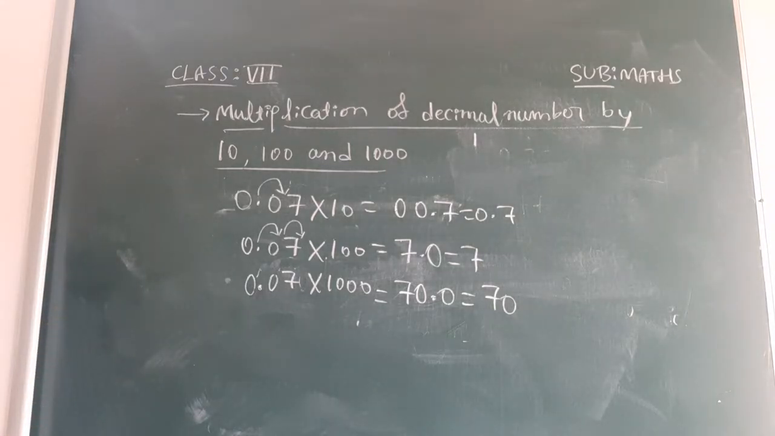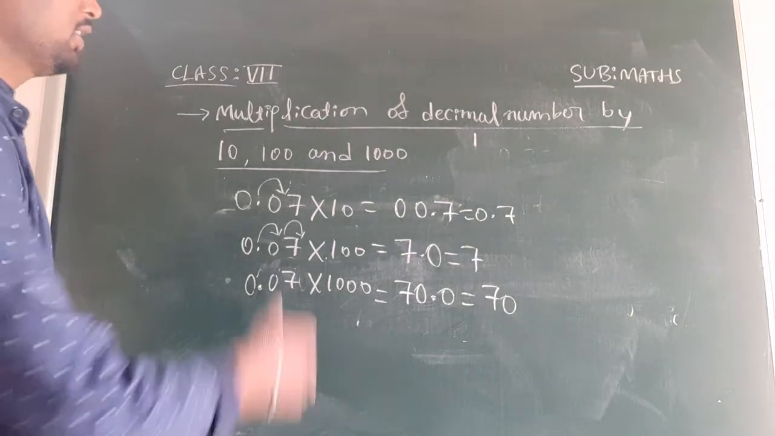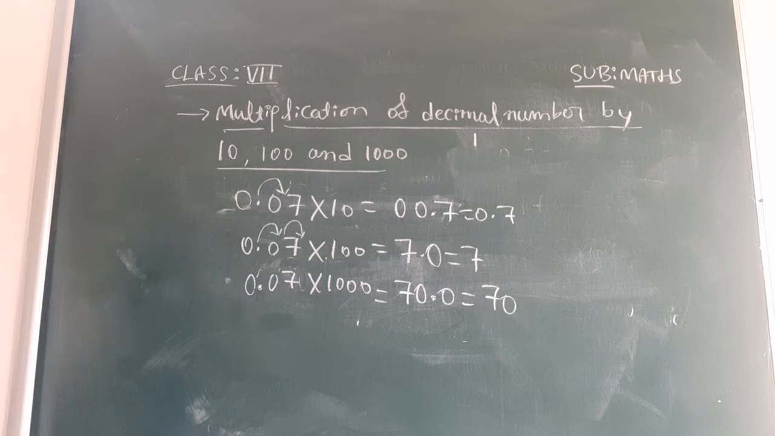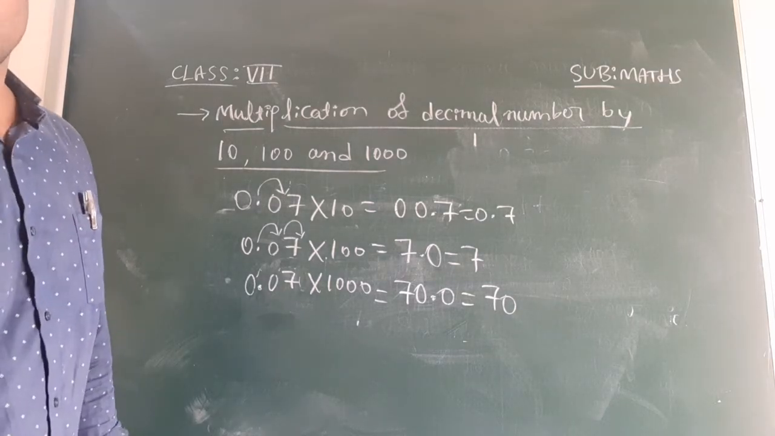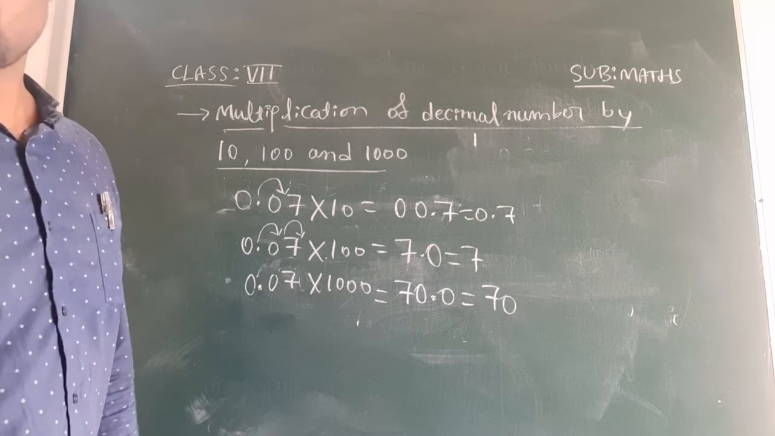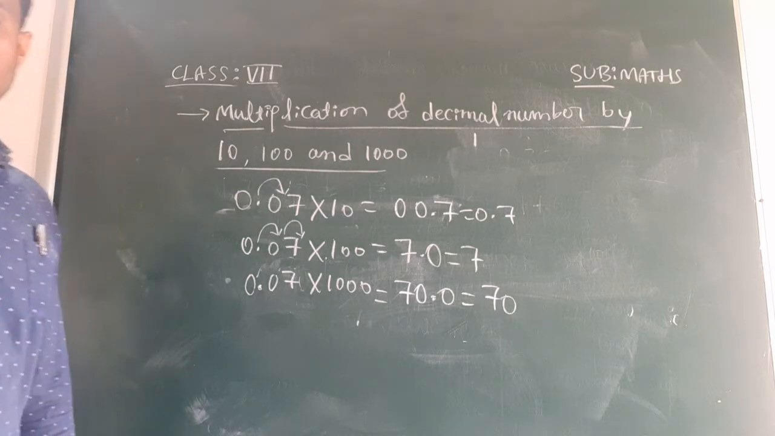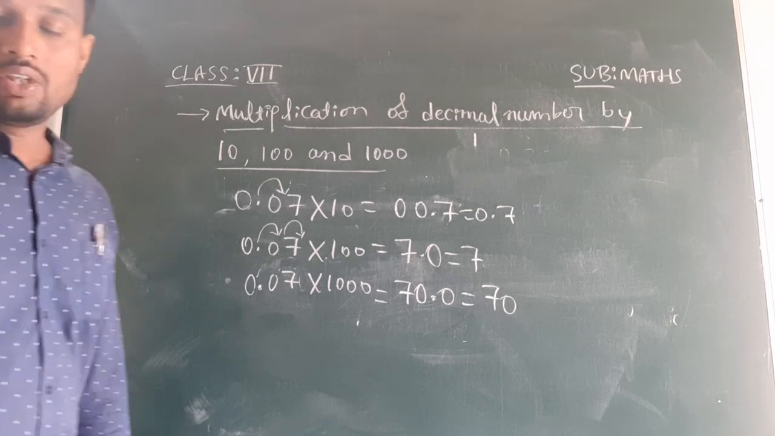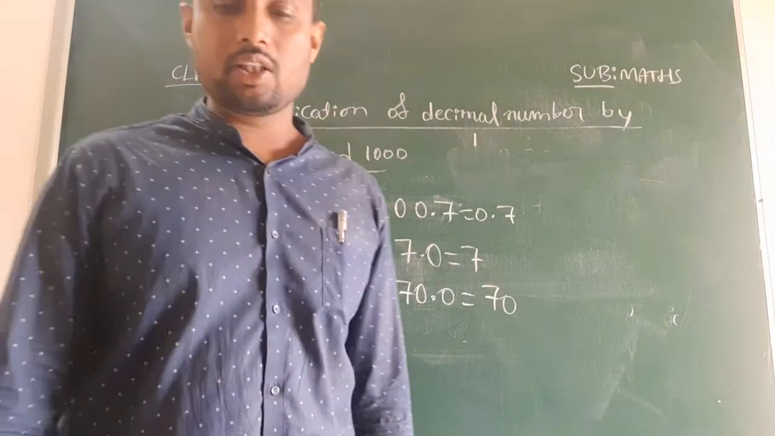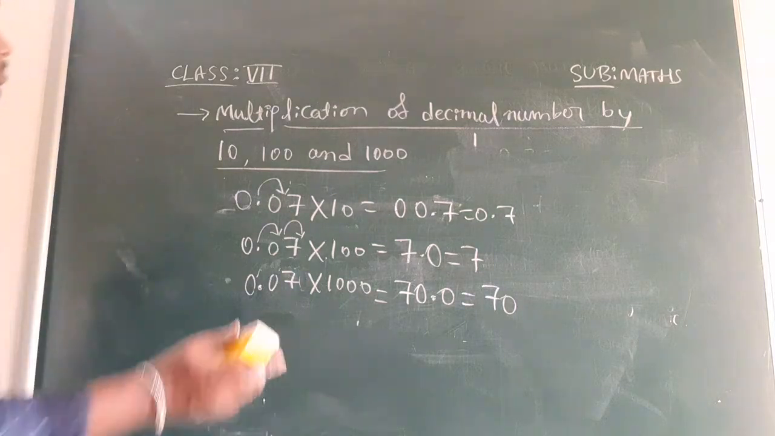Okay, so this is how to multiply a decimal number with 10, 100 and 1000. With this, all the concepts related to exercise 2.6 are completed. Now in exercise 2.6 I will solve some of the problems.